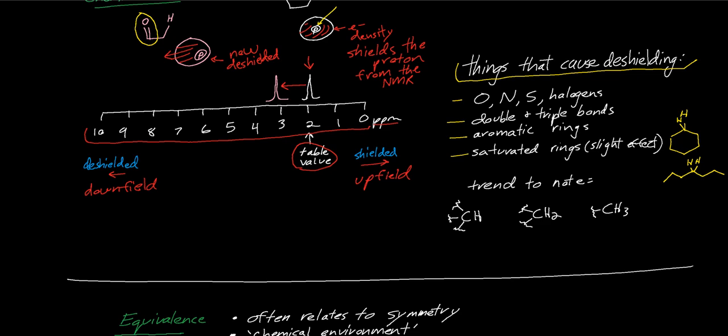Finally, there's this trend to notice, given everything else equal, in other words, similar de-shielding or shielding groups attached or whatever: a methyl is relatively more shielded, and a CH2 followed by a CH are more de-shielded.